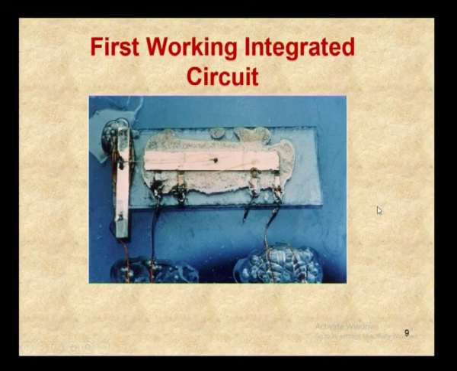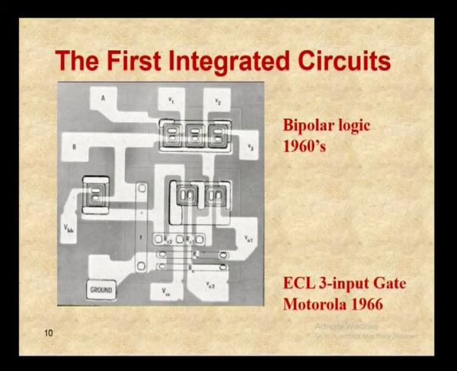Then technology was developing rapidly, and they were able to reduce the size of the integrated circuit. You can see here the first commercial integrated circuit, made in the 1960s. This NAND gate circuit was made by Motorola Corporation.